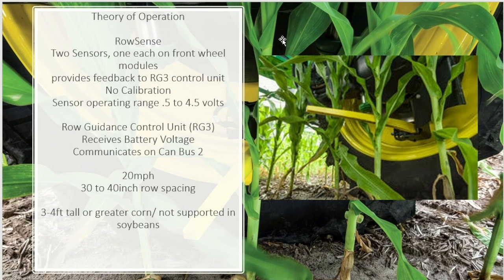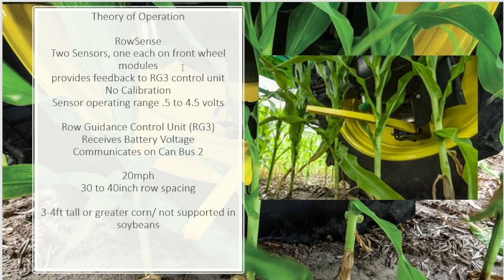So next we're going to jump and talk about RowSense. So the theory of operation on the RowSense, with the feeler ones, it is 2 sensors, 1 on each front wheel module, provide feedback from the RG3 control unit. There's no calibration to this system. The system operating range is 0.5 to 4.5 volts.